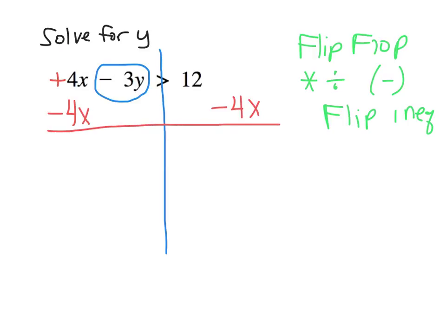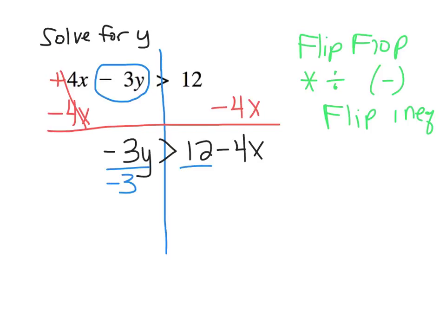Draw my line. My 4x's cancel. So I'm going to bring down my negative 3y is greater than 12 minus 4x. My y term is by itself on the left side. Right now it's being multiplied by negative 3, so the inverse to multiplying is dividing. So I'm going to divide all three terms by negative 3.